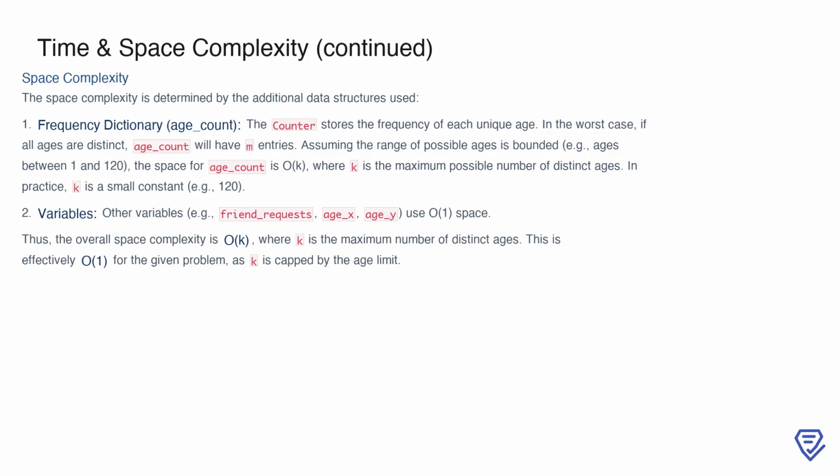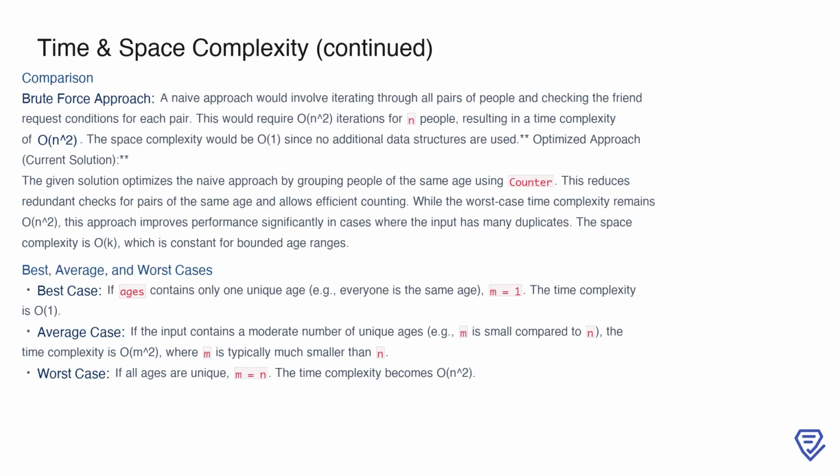Additionally, the algorithm uses a few variables like friend_requests, age_x, and age_y, which require constant space, O(1). Combining these, the total space complexity is O(k). Since k is a small constant due to the bounded age range, the space complexity is effectively O(1) for this problem. Let's compare the current optimized approach to a brute force method.